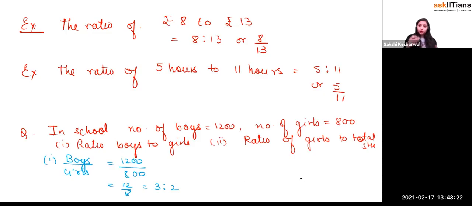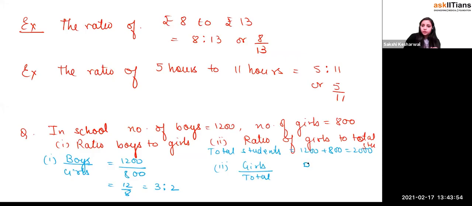If you're going to take the total number of the students, total students will be equal to 1200 plus 800, which is equal to 2000, right or not? So out of the 2000, three parts are the boys and two parts are the girls. Now it says the second part will be the ratio of girls upon total, right? So this will be 800 divided by 2000. You can just do the division by 400. So this will be 2, and this will be 5. So this is 2 is to 5.